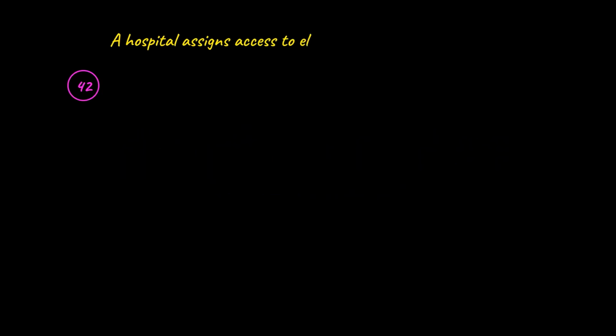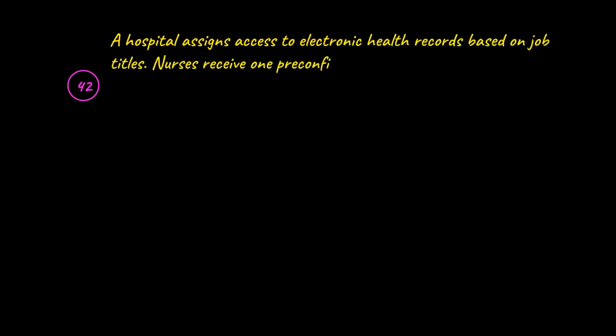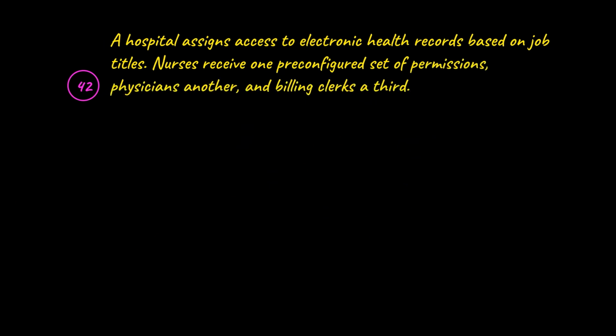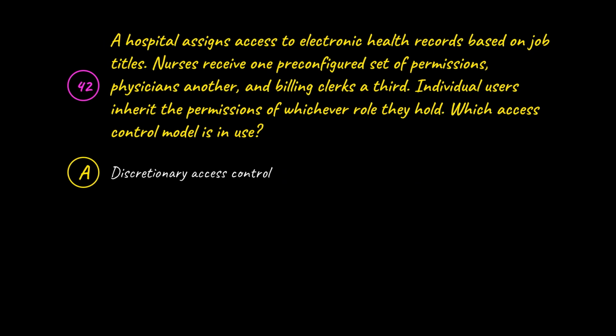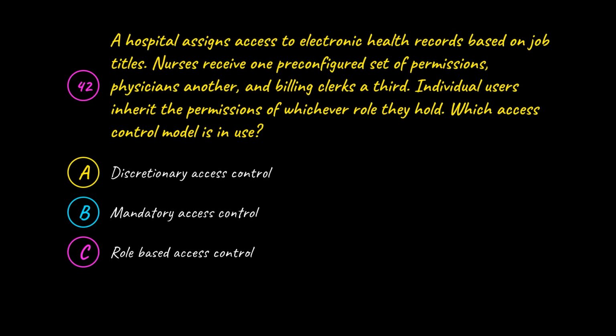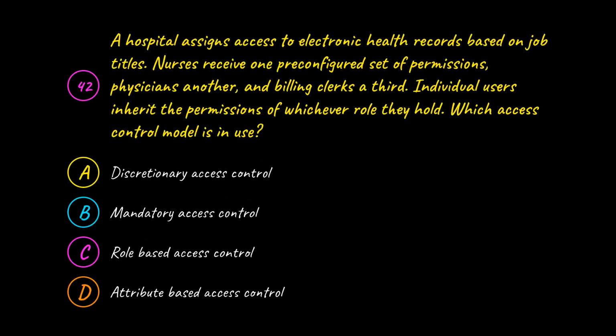Question 42. A hospital assigns access to electronic health records based on job titles. Nurses receive one pre-configured set of permissions, physicians another, and billing clerks a third. Individual users inherit the permissions of whichever role they hold. Which access control model is in use? Your options are A. Discretionary access control, B. Mandatory access control, C. Role-based access control, D. Attribute-based access control. Take a second. Which answer would you pick?